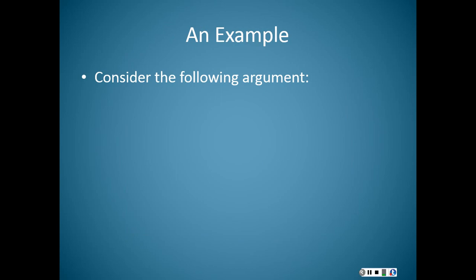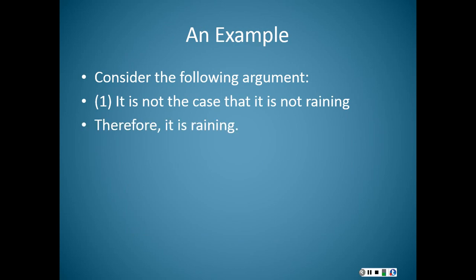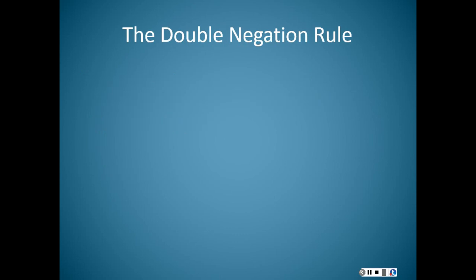Consider the following argument. It is not the case that it is not raining. Therefore, it is raining. I think this argument is straightforwardly valid. If it's not the case that it is not raining, then it must be raining. And this argument instantiates the following pattern: not not P, therefore P. We're going to introduce a rule, the double negation rule, which allows us to prove that that argument pattern is valid.